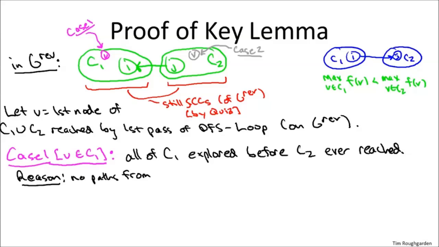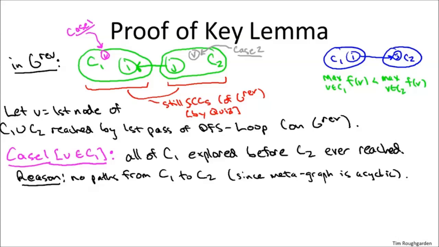We're assuming C1 and C2 are distinct strongly connected components. Therefore, you can't have paths in both directions. We already have a path from right to left via J-I, so there's no path from left to right. That's why if you originate a depth first search from somewhere inside C1, like this vertex V, you finish exploring all of C1 before you ever are going to see C2. You're only going to see C2 at some later point in the outer for loop.